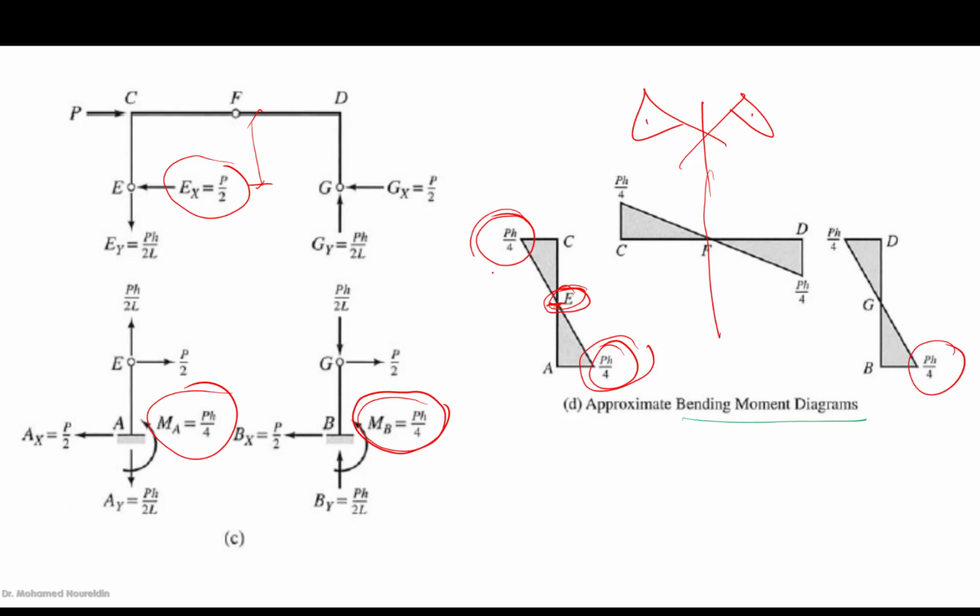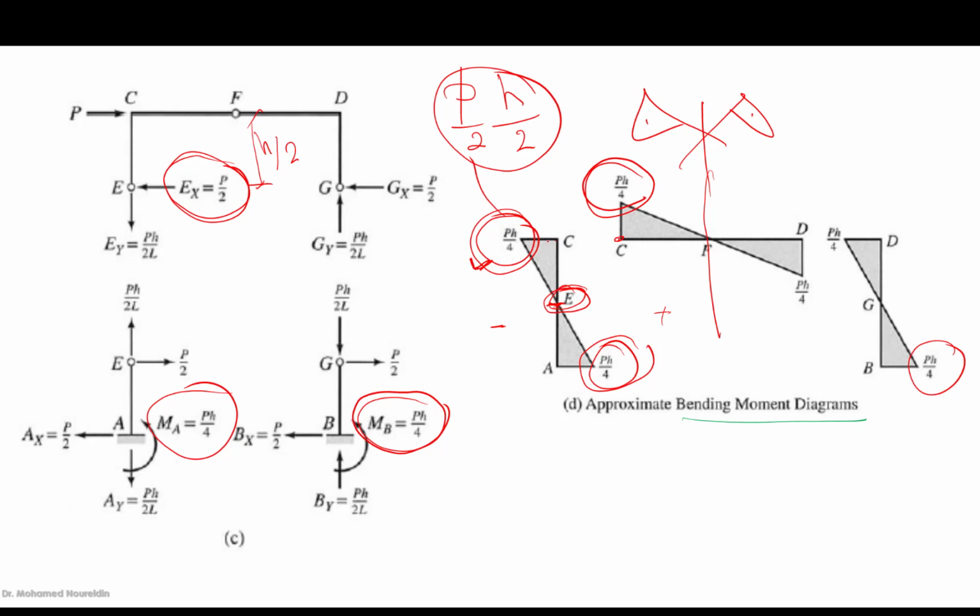Okay, so pH over 2, which is P over 2 times this, which is H over 2. This is pH over 4, and it equals P over 2 times H over 2. Okay, and take care of the sign, because outside of the frame is going to be, for example, inside is going to be positive, outside is going to be negative. It is based on your sign convention. Okay, similarly here it is going to be pH over 4 from the equilibrium of point C.